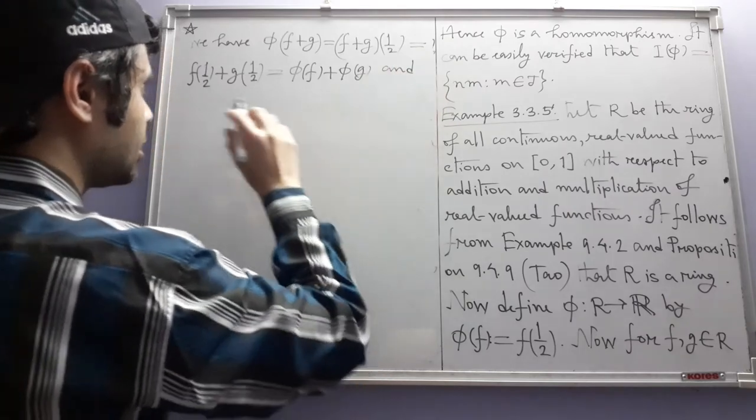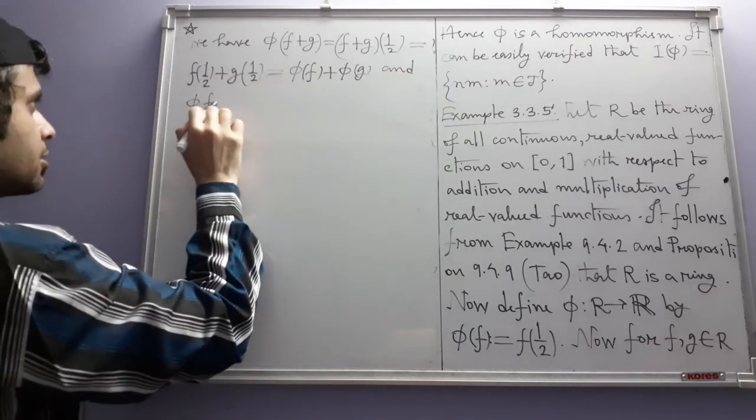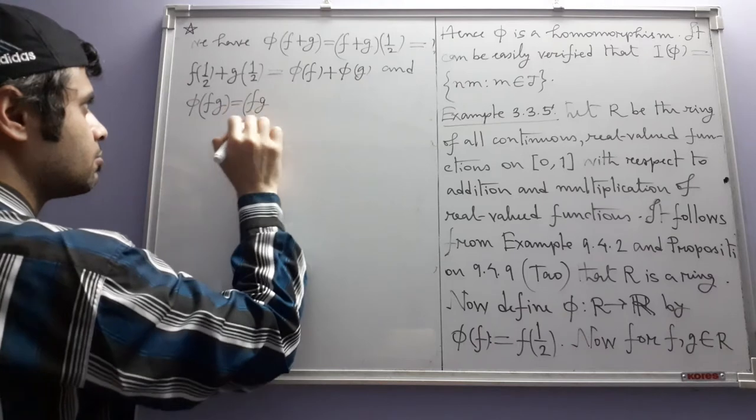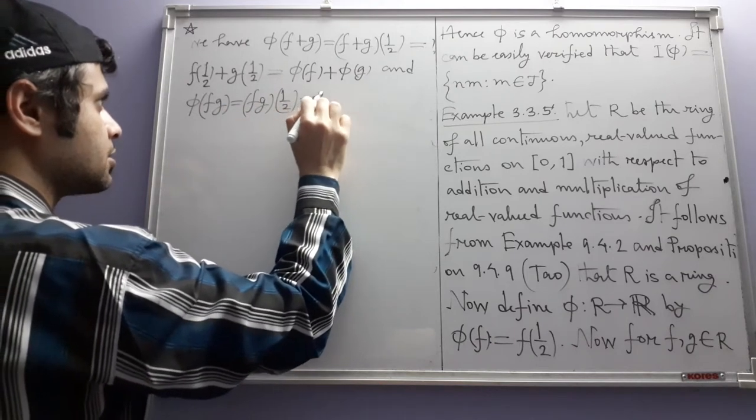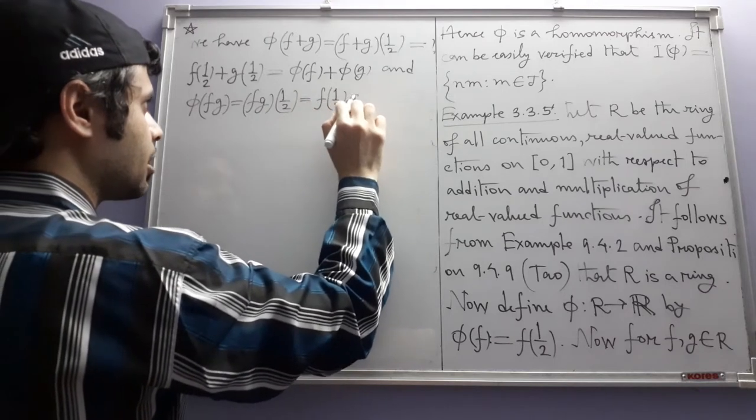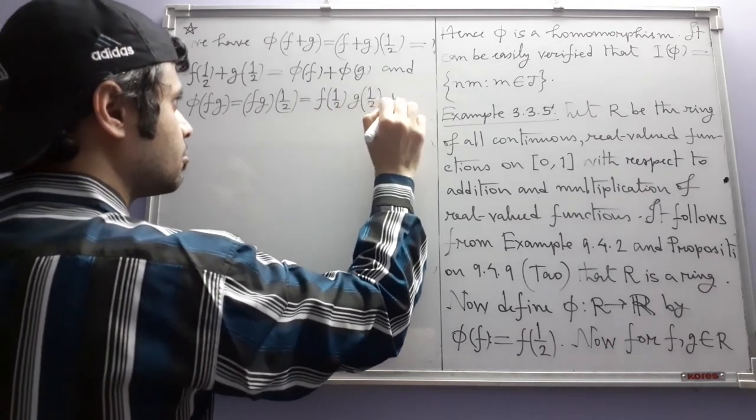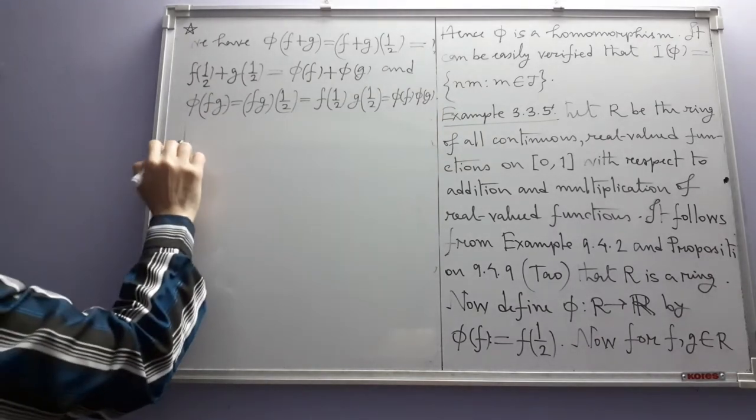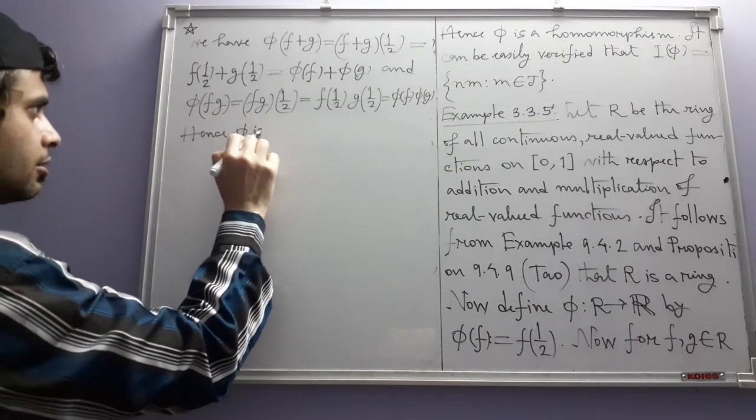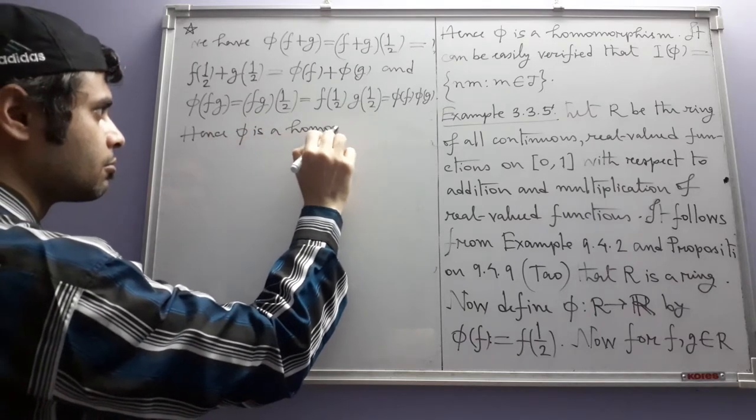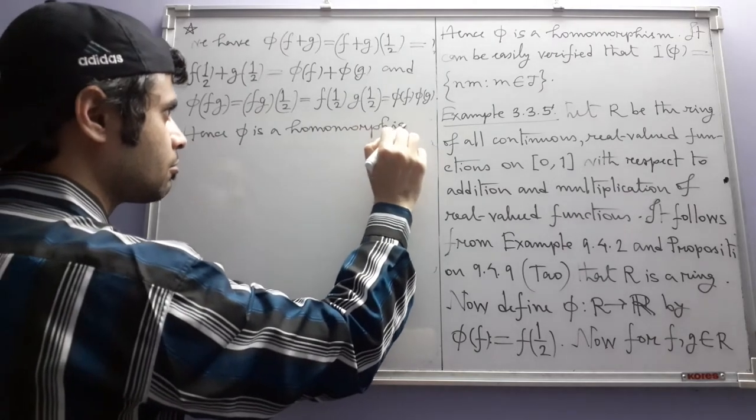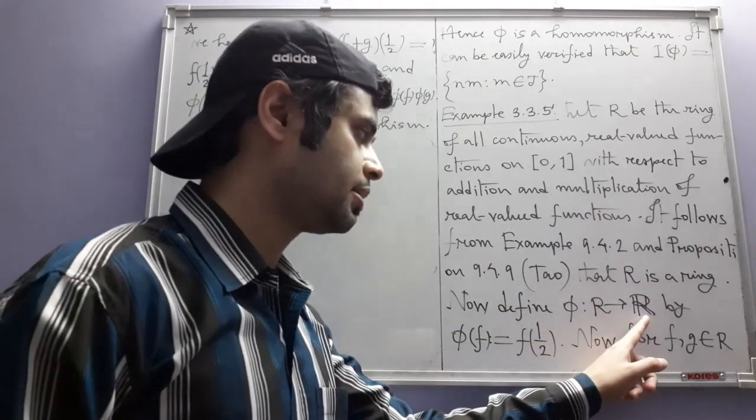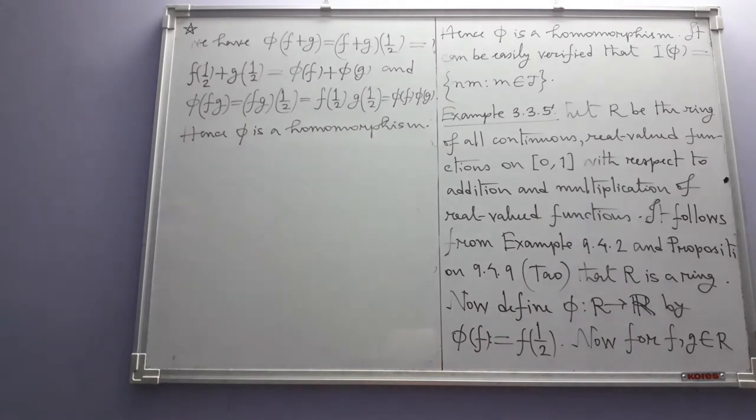And now you can understand what will happen with multiplication. Same thing with multiplication in place of addition. fg of 1 by 2 is nothing but f of 1 by 2 times g of 1 by 2. This is phi of f times phi of g. Hence, phi is a homomorphism. I forgot to mention that R is a ring with respect to ordinary addition and multiplication of real numbers.